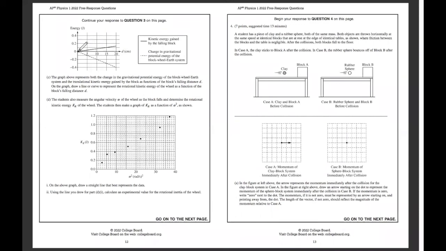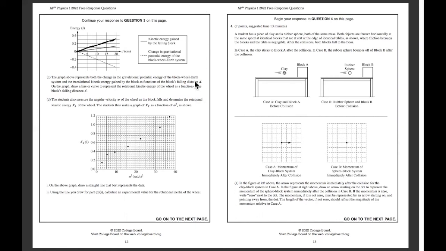Well, I should expect for energy to be conserved, so we're going to start with 0. And then it looks like the kinetic energy translational goes up to about 0.15. So I would expect about 0.25 joules of rotational kinetic energy. And so I should expect to see a straight line that looks something like this. And that would give me the rotational kinetic energy because of conservation of total energy then in the block wheel Earth system.